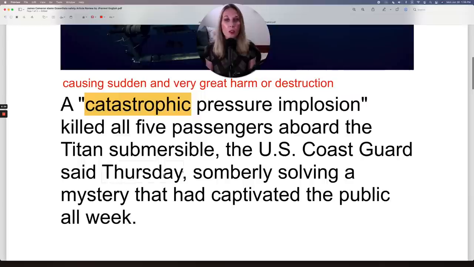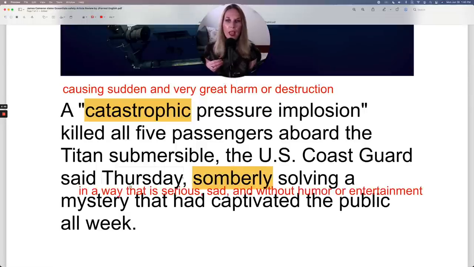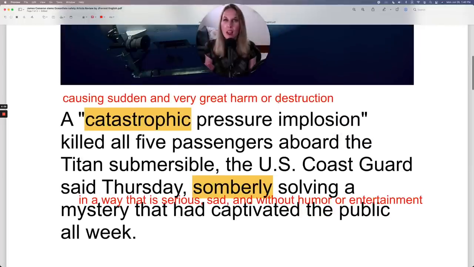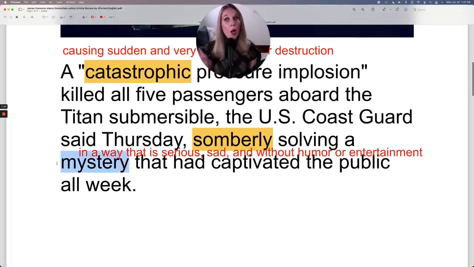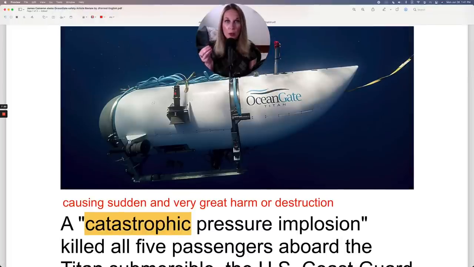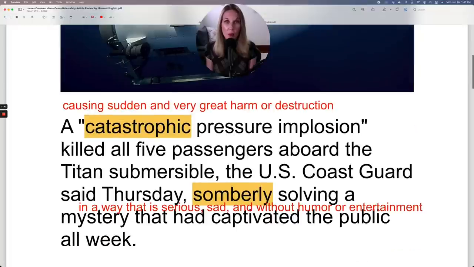The U.S. Coast Guard said Thursday, somberly solving a mystery that had captivated the public all week. Somberly is an adverb, and it means in a way that is serious or sad, without humor or entertainment. Now, of course, they're talking about a catastrophic implosion that killed five people. You're going to express this in a somber way, in a very serious way, with some sadness as well. And it's a mystery because at first this submersible disappeared and nobody knew where it was or what happened to it. So that was the mystery. But then the mystery was solved when they found out it had imploded and killed everyone aboard.